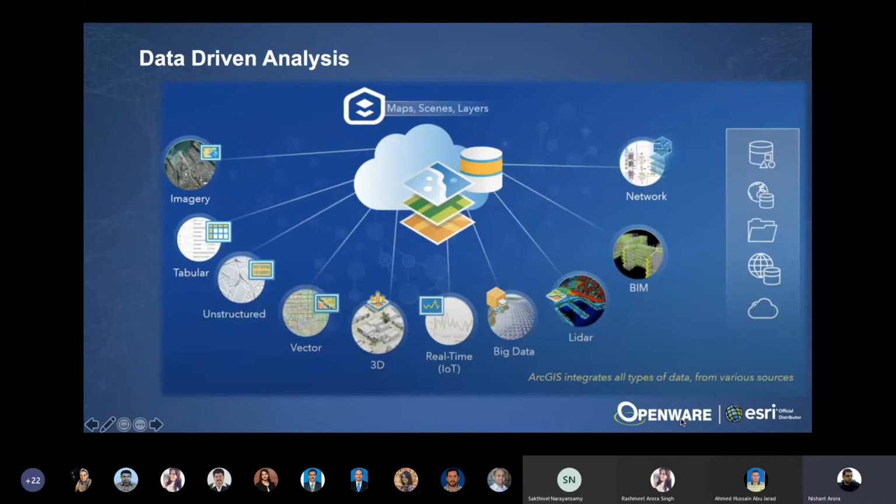Spatial analysis or spatial data science is a data-driven analysis. Now, you can access spatial data from different sources, such as satellite images, tabular data, vector data, 3D, big data, LiDAR data, BIM, and even complex data like networks. The data can be as simple as a CSV file or a shapefile which is stored in a folder, or it can be as complex as a network in a relational database or big data.